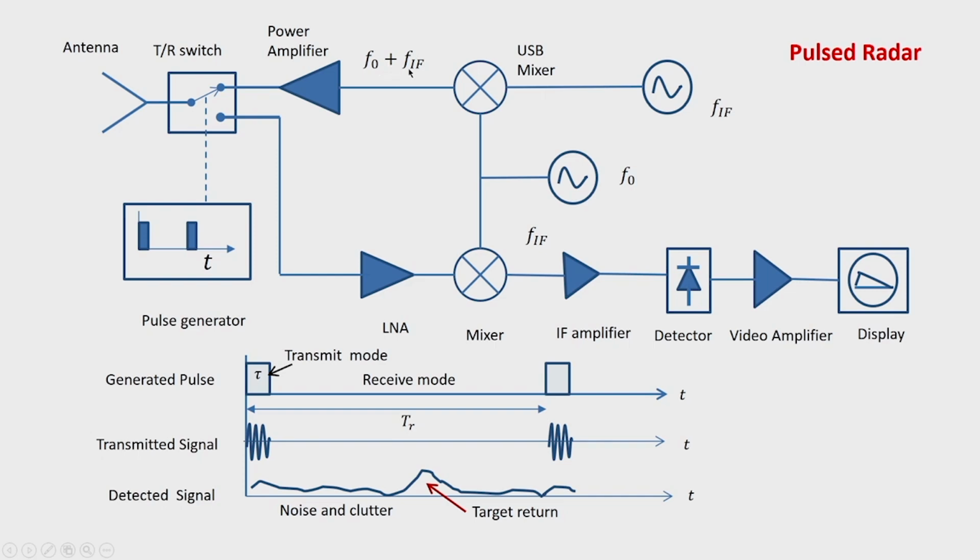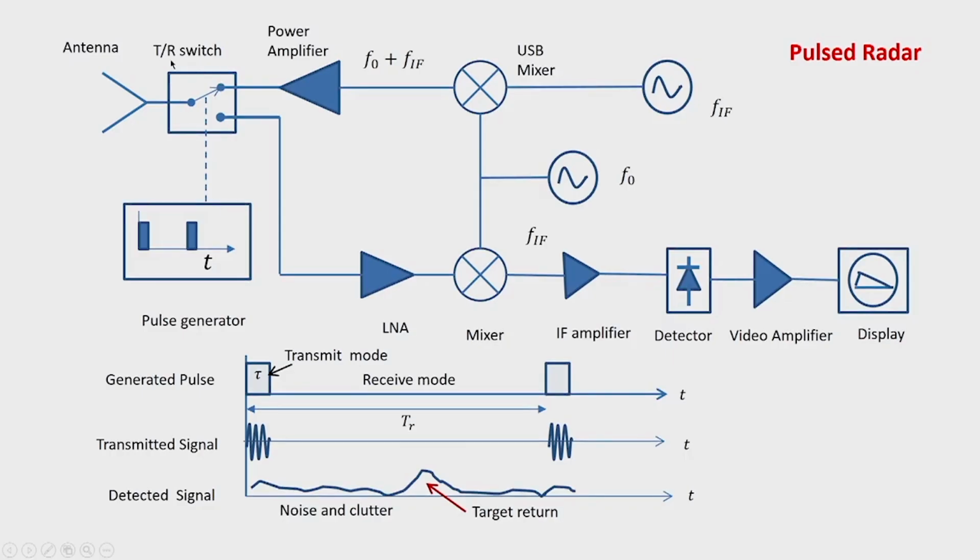F naught plus FIF is given to the power amplifier, and the output of the power amplifier is given to the antenna which radiates this frequency. Now, we can see that the same antenna is used for transmission as well as reception of the signal, and the antenna is connected to the rest of the radar system by a TR switch or a transmit receive switch, and it is operated by a pulse generator.